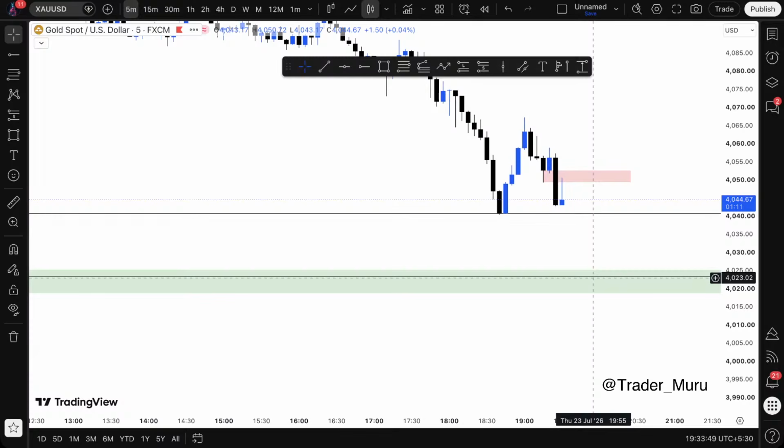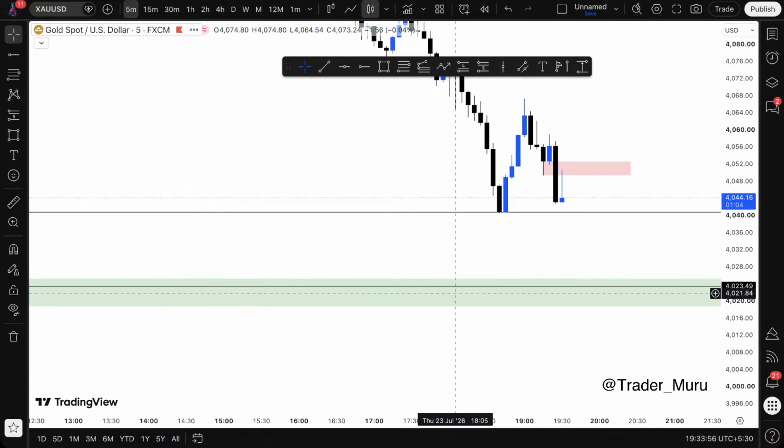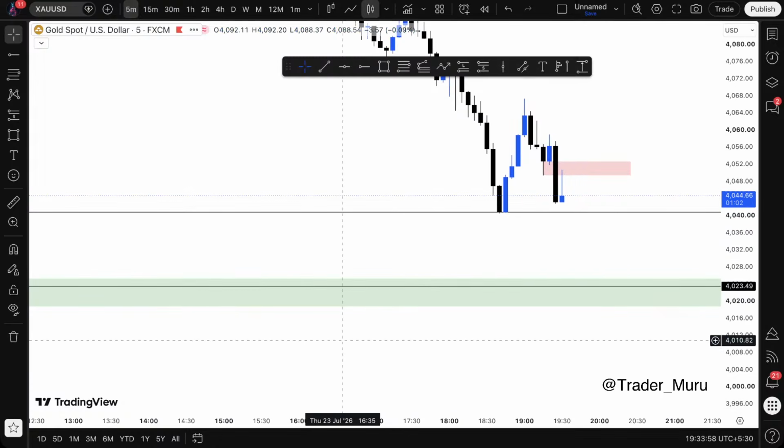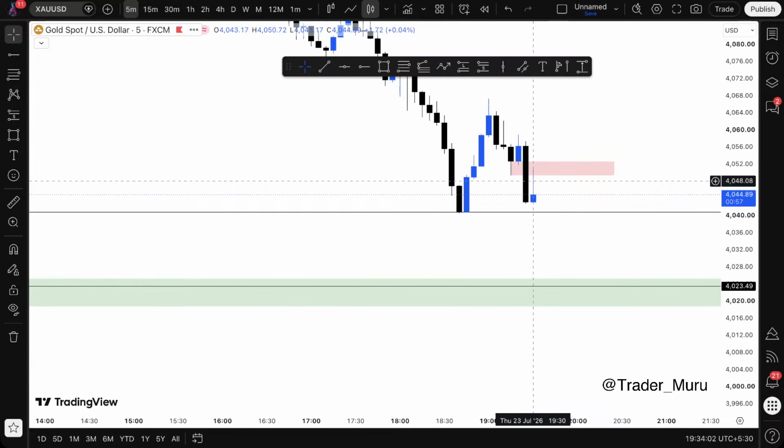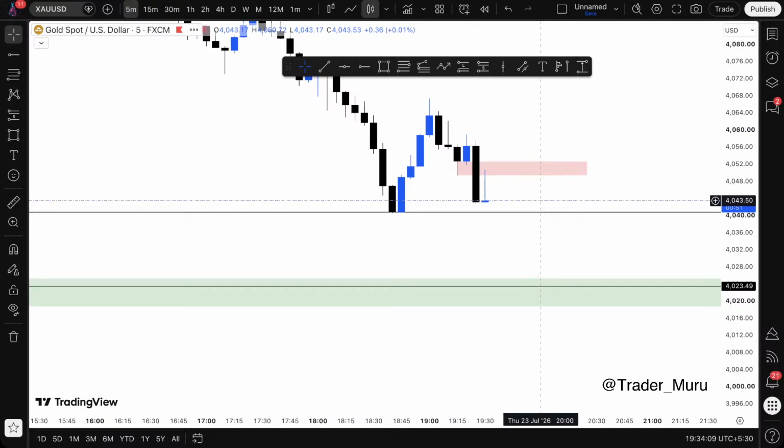Okay, let's wait for 4023. I am holding, sir. Very good. Mr. I took my B. Don't worry. If it took your B, then you can enter after break and retest. But better wait for the buy opportunity. Now it will be a buy from this area. I am holding. Very good.